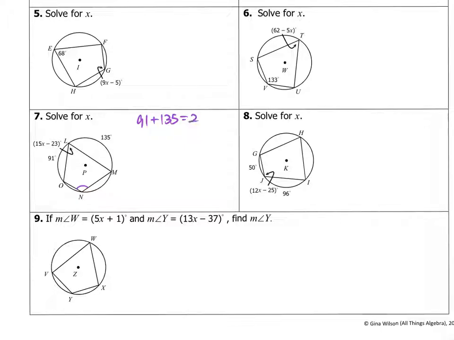My calculator tells me I have 226, which means the angle measure for ONM should be half as much, which is 113 degrees. And if this is 113 degrees, the opposite angles should add up to 180. So 15x minus 23 plus 113 should give me 180 degrees because they are supplementary angles. And if you figure that out, x should equal 6.